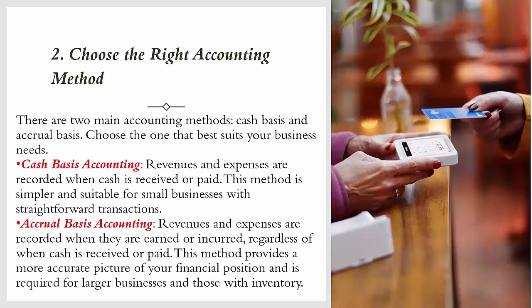Cash basis accounting. Revenues and expenses are recorded when cash is received or paid. This method is simpler and suitable for small businesses with straightforward transactions. Accrual basis accounting. Revenues and expenses are recorded when they are earned or incurred, regardless of when cash is received or paid. This method provides a more accurate picture of your financial position and is required for larger businesses and those with inventory.